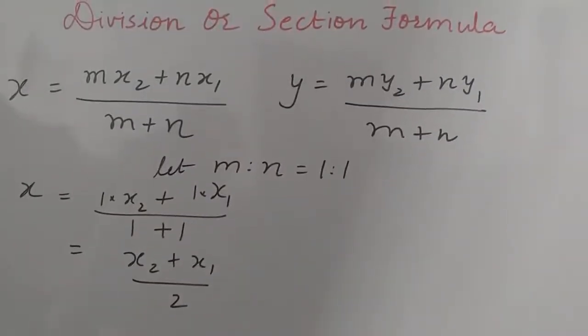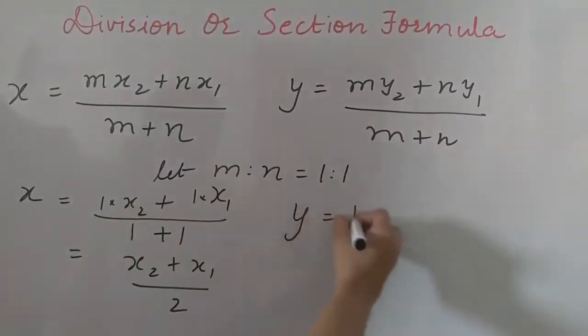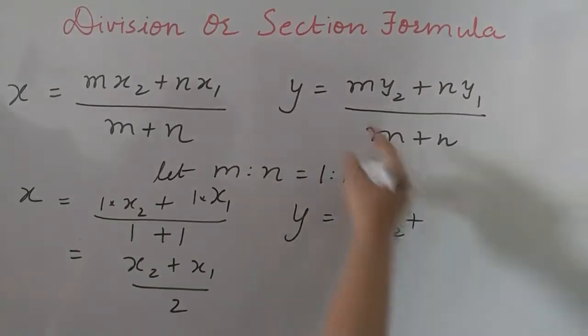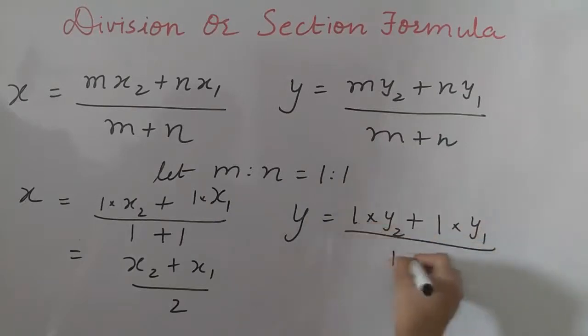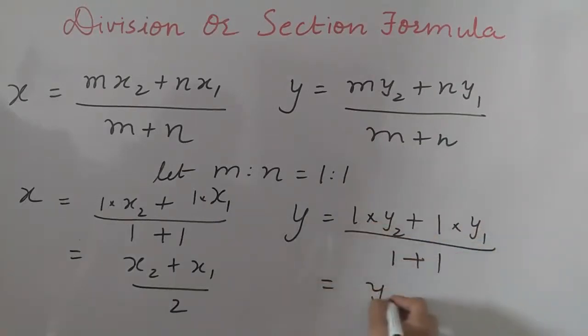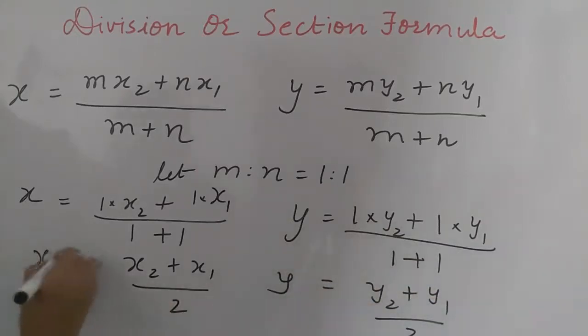And similarly, here y is equal to m into y2, m means 1 and n also 1, upon 1 plus 1. So I get (y2 plus y1) by 2. These are the coordinates I found here, (x1 plus x2) by 2 and (y1 plus y2) by 2. And these are nothing but the midpoint formula. So this is our midpoint formula I am writing here.